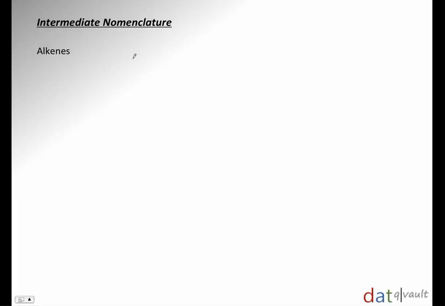Alright, so we're going to start off by learning how to name alkenes. Alkenes are any hydrocarbon that contains a double bond. Alkenes end with the suffix "ene". So this 2-carbon alkene is going to be named ethene.